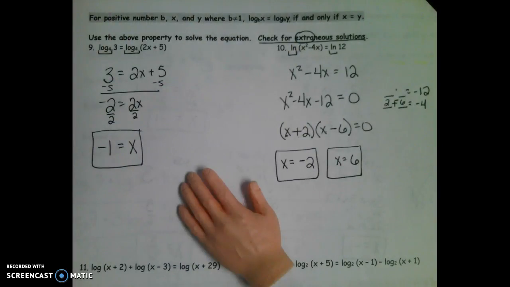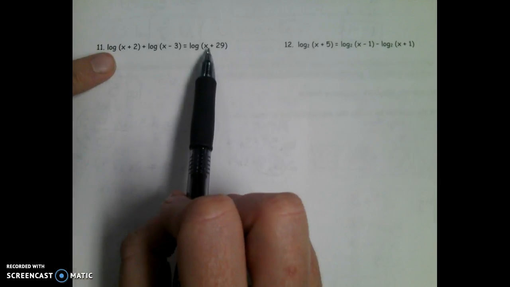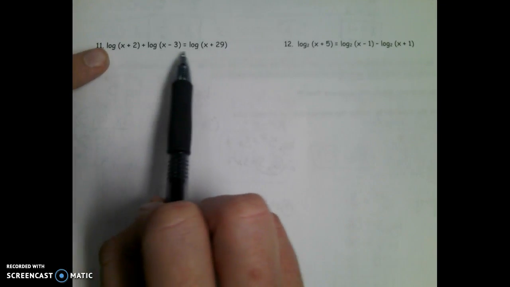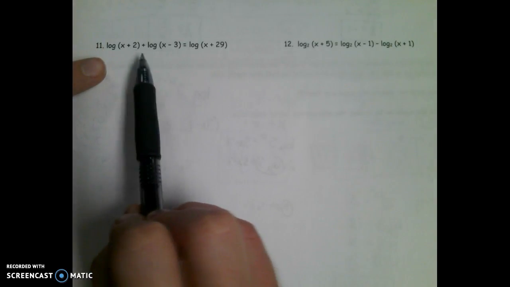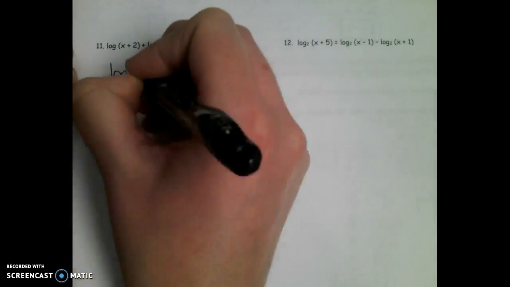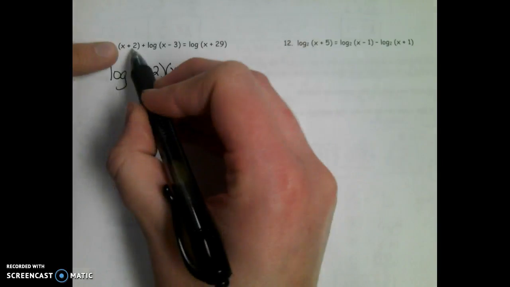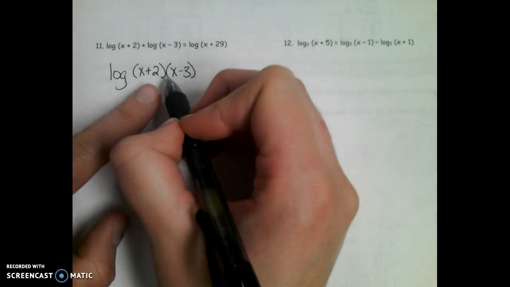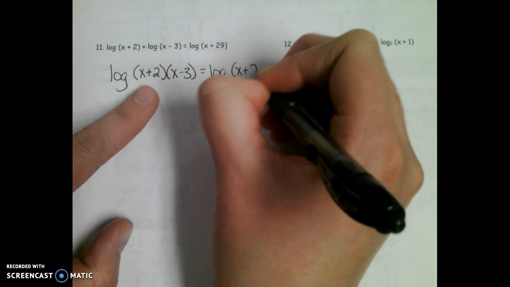Moving on to number 11. You'll notice this time there's actually 3 logs in the equation. So we need to use the properties of logarithms that we practiced for a couple days, expanding and condensing, mainly condensing. If you see addition between 2 logs, that's going to result in multiplication inside the log. So the x plus 2 and the x minus 3 become multiplied inside a log, and that equals log of x plus 29.